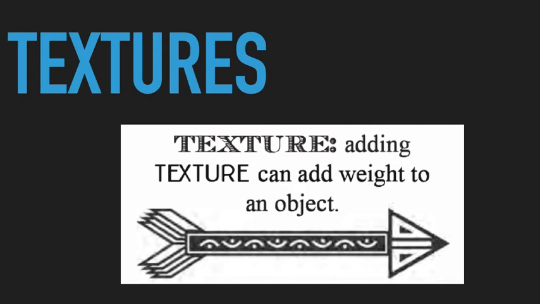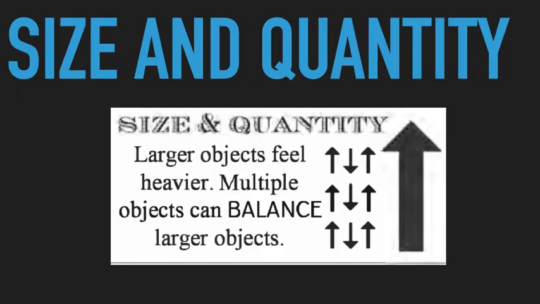Then you have textures. Textures also can add weight to an object, creating balance. So you might have some arrows that are very plain and simple on one side, and then on the other side you might have one with all of these wonderful textures, and they're balancing each other out. Size and quantity. Larger objects feel heavier, like you can see in this arrow, and multiple objects can balance that out. So if you have one thick arrow, you can have small tiny arrows that kind of balance it. Now if we had one small tiny arrow, then you would see kind of an unbalanced composition.